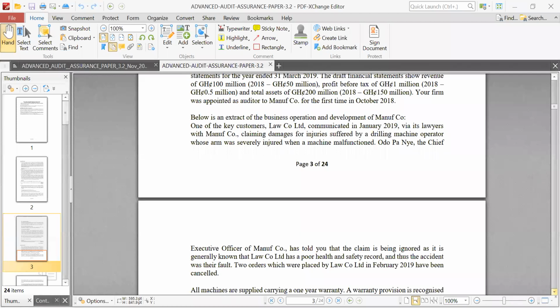Below is an extract of the business operation and development of Manuf Co. One of the key customers, Law Co. Limited, communicated in January 2019 via its lawyers with Manuf Co., claiming damages for injuries suffered by a drilling machine operator whose arm was severely injured when a machine malfunctioned.